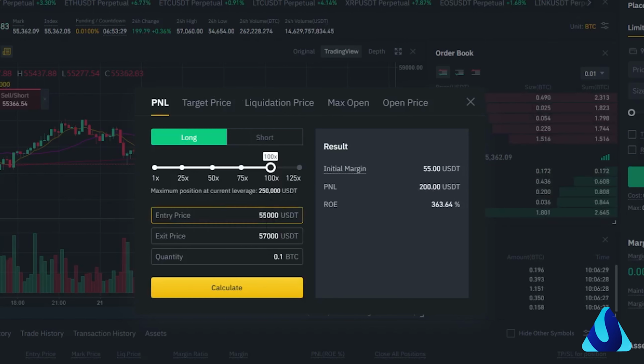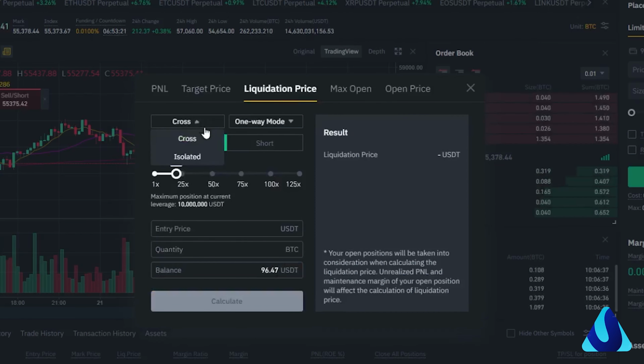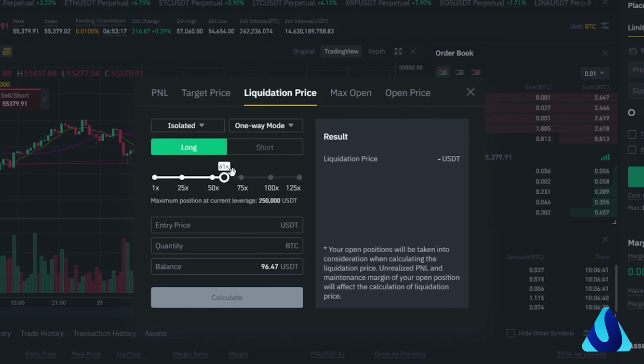So let's use this as an example. 55,000, exit price 57,000, and 0.01. So we can come to the liquidation price, set it up as you want. So that was a long at 100x. The entry price was 55,000. We said 0.01 Bitcoin, 0.1 Bitcoin.